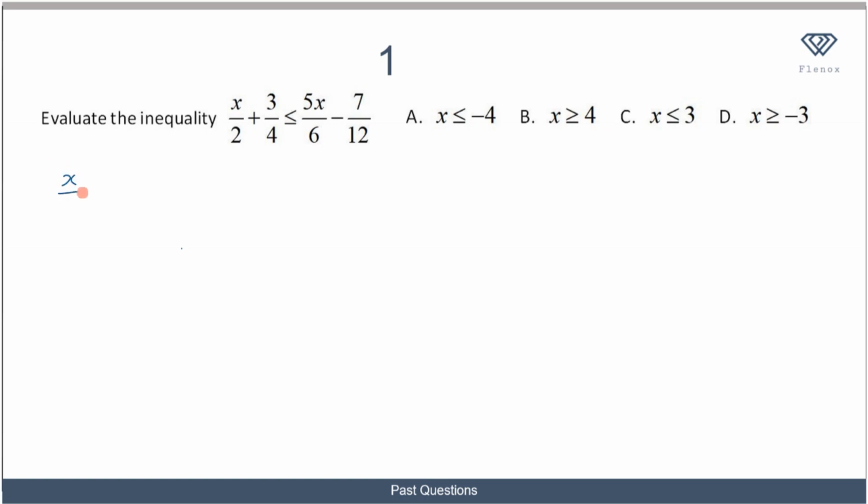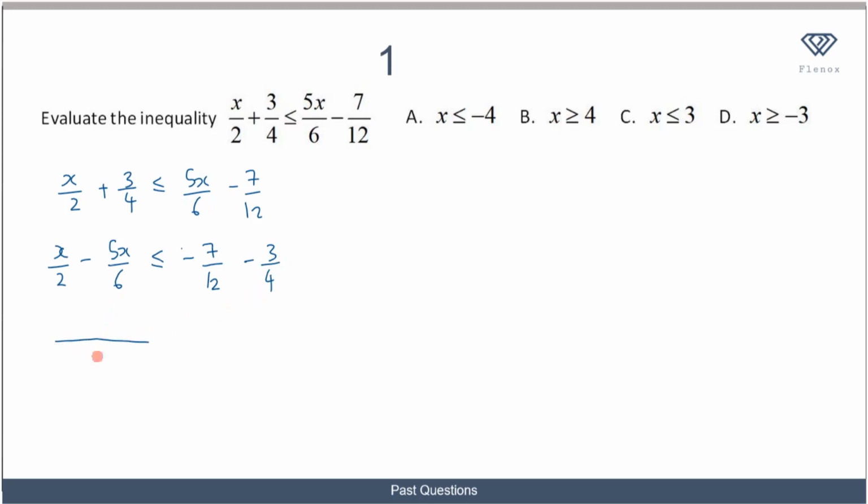We have x over 2 plus 3 over 4 is less than or equals to 5x over 6 minus 7 over 12. So we collect like terms by bringing the x terms here and the numbers to the other side. So we have x over 2 minus 5x over 6 is less than or equals to minus 7 over 12 minus 3 over 4. So we can find the LCM. The LCM here is 6.